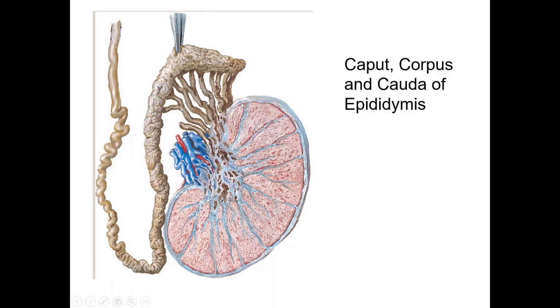The testis has got 3 coverings on the outside: visceral layer of tunica vaginalis, tunica albuginea, tunica vasculosa. The tunica albuginea sends septae, dividing the testis into lobules. The lobules contain seminiferous tubules, which all of them will join the vasa efferentia, continuing through the epididymis.